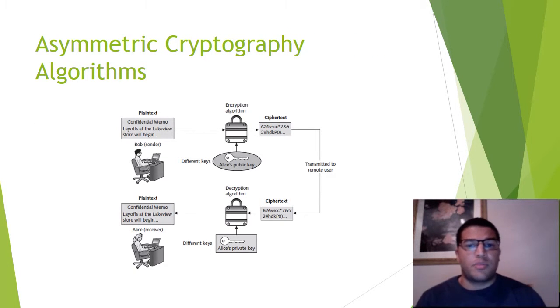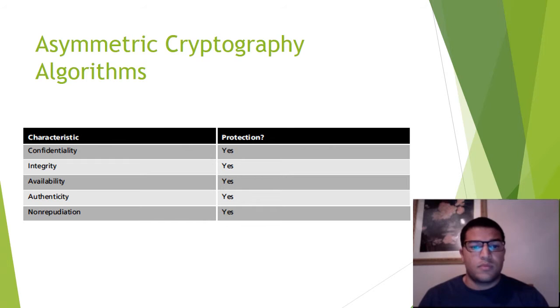An asymmetric cryptography algorithm takes a plain text, uses the receiver's public key, encrypts the message, and makes it into ciphertext. The ciphertext is then sent to the receiver, and the receiver uses their private key to decrypt the message. As you can see, it covers all of the characteristics for a cryptography algorithm. This ensures the safest cryptography algorithm.